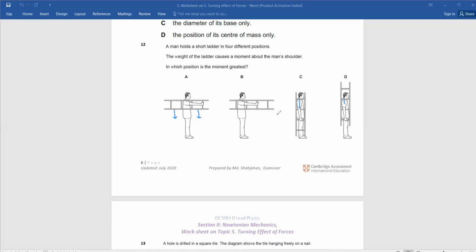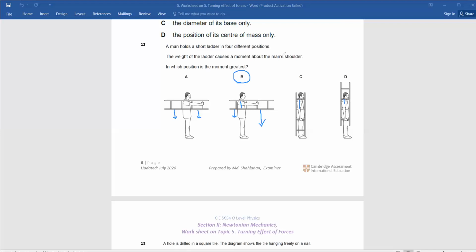But in this position, if you consider this one as the pivot, on the right side we have a very big weight, a very big force. So the clockwise moment is very big, and the anti-clockwise moment is not that much. So this one will give you the greatest moment. Is it clear?